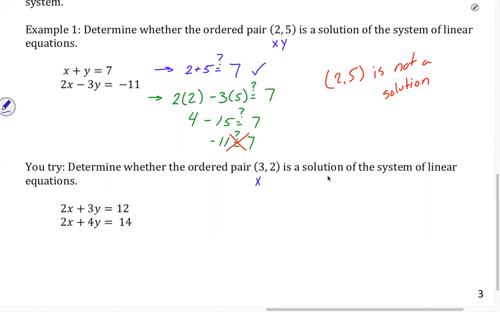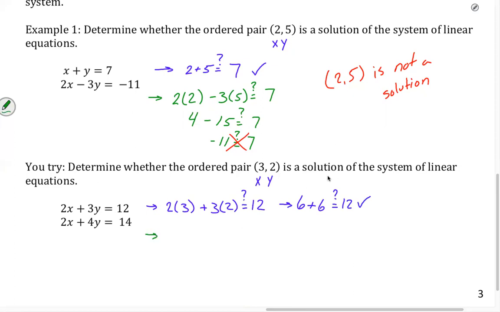Let's look at 3, 2. We're going to label it x, y. We don't have to write our equations because they're already written, so we're just going to substitute it in. Now we have 2 times 3 plus 3 times 2, and I'm asking, does that equal 12? Now, this might require a little bit of work. 2 times 3 is 6, plus 6. Does that equal 12? And the answer is yes.